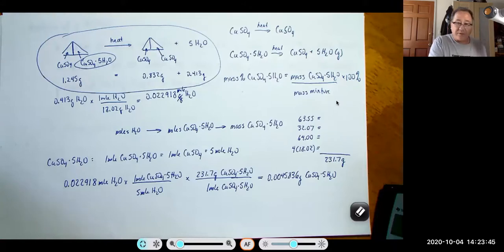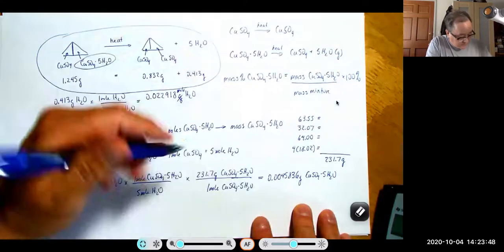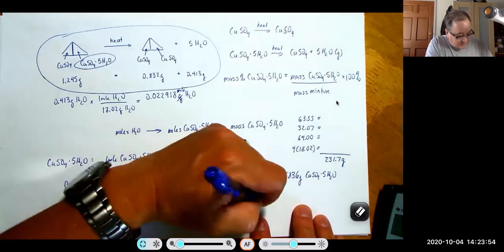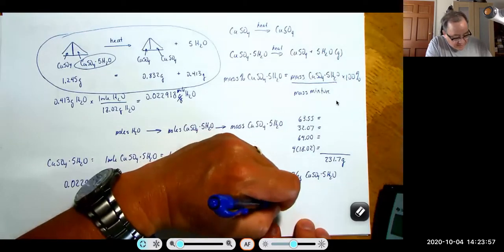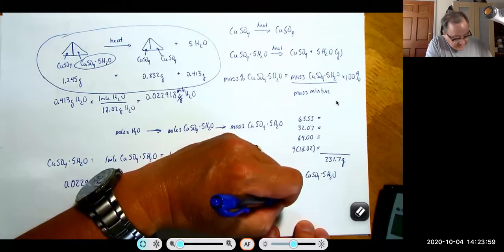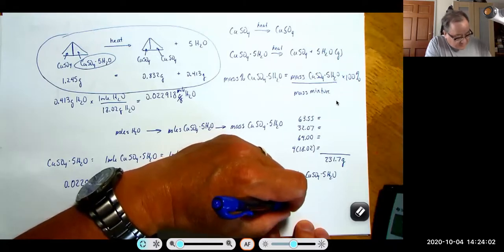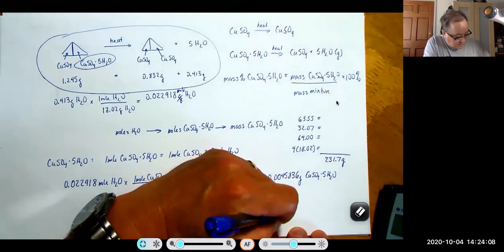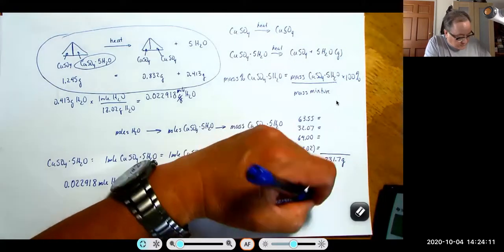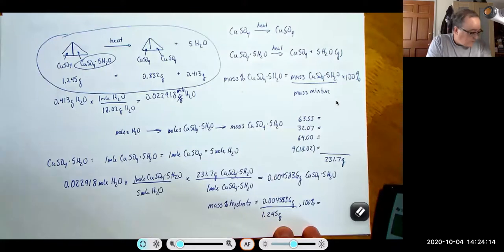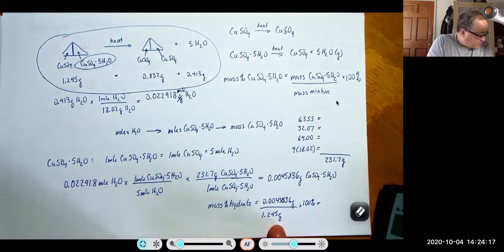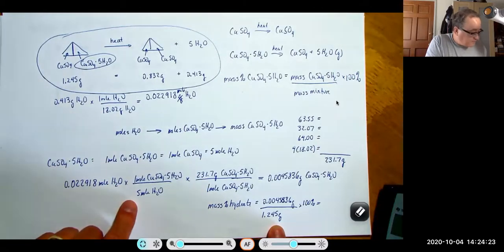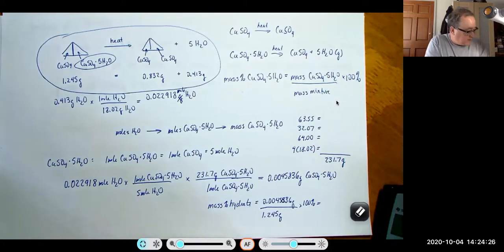So now what do we do with this number? We plug it into this equation here. So the mass percent, and I'm just going to write hydrate, is going to equal 0.0045336 grams over the mass of the hydrate, 1.245 grams, times 100%. You know, this number seems really small. I'm going to be honest with you, I think I may have made a mistake somewhere, and I'm not sure where. Let me check through the problem again.